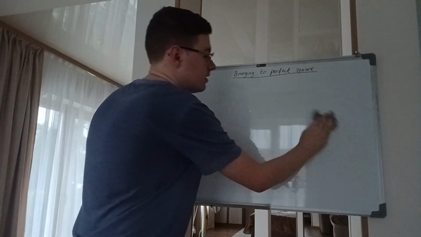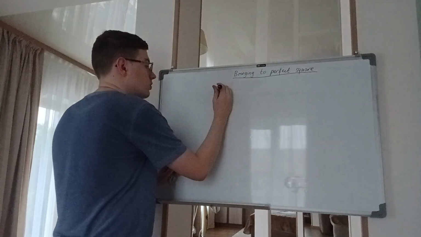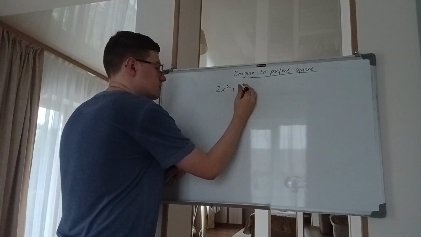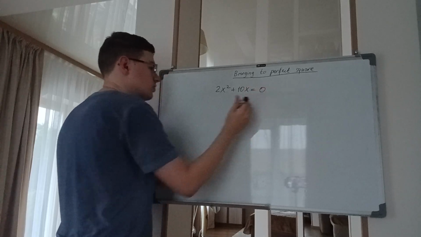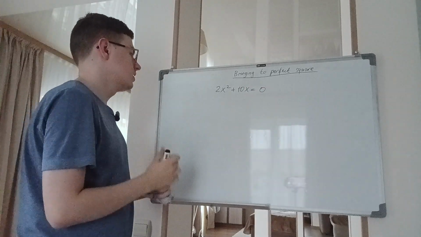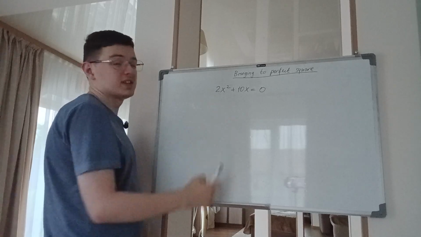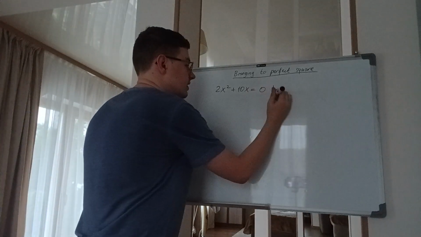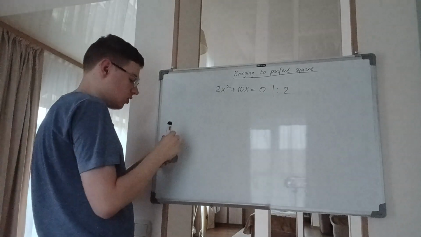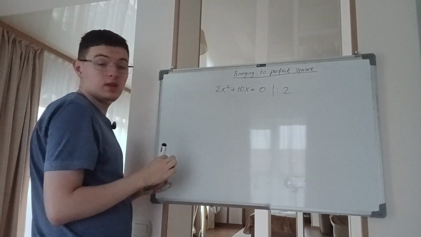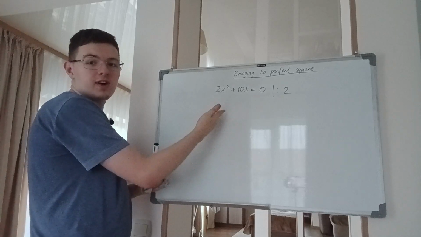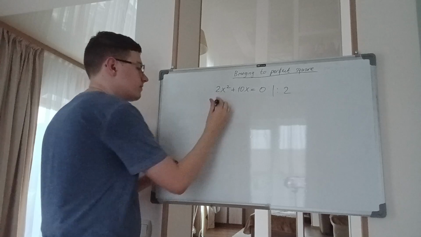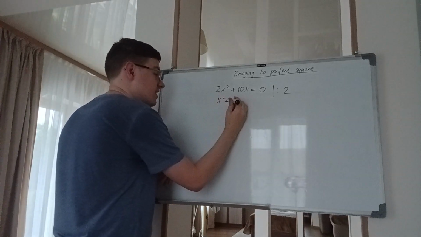Let's consider the case where a does not equal 1. So consider that we have this equation: 2x² + 10x = 0. Yes, here we can easily divide by 2. So if a doesn't equal 1, just divide both sides by 2, or by a. It hugely depends on a, actually.